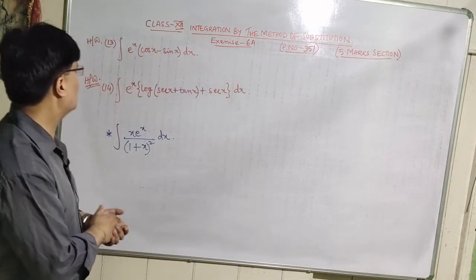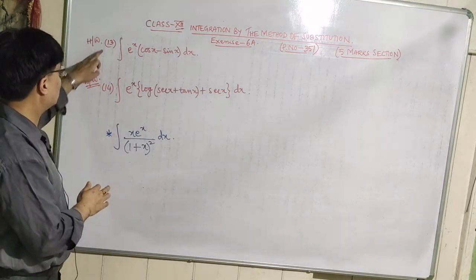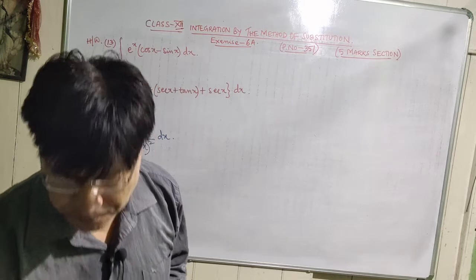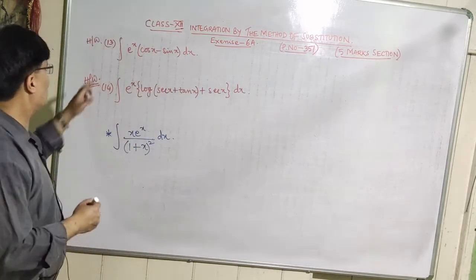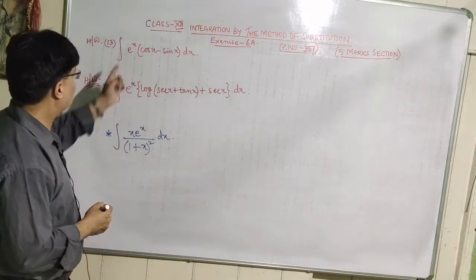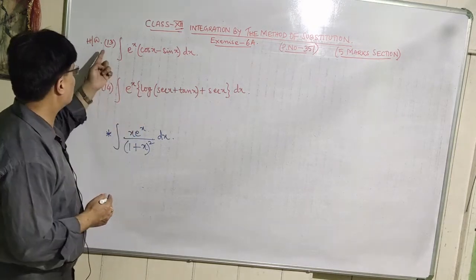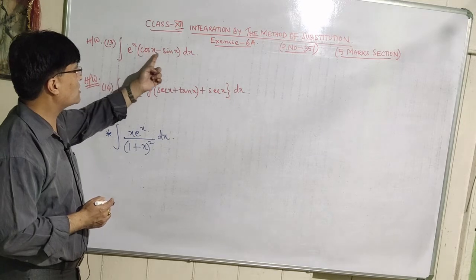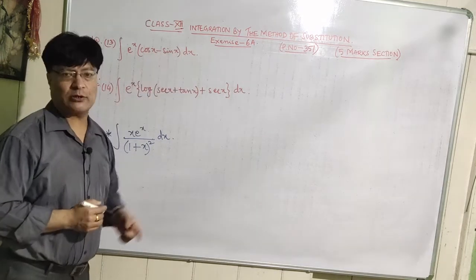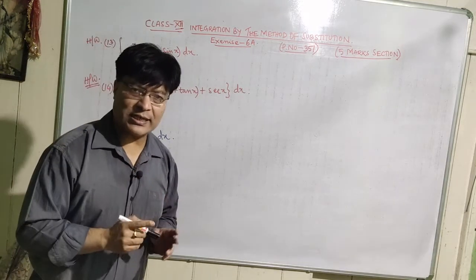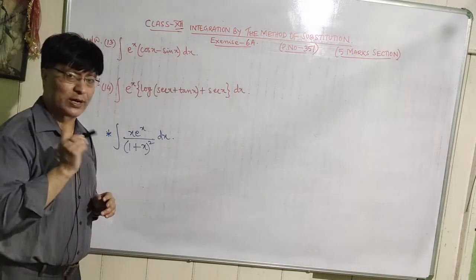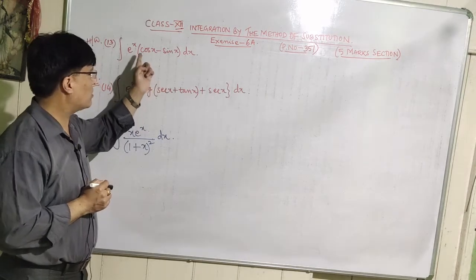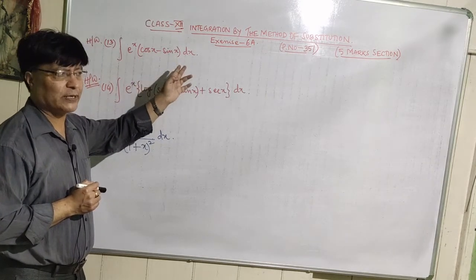Okay, so question number 13 and question number 14 will be homework. I'll give you the hint. For question number 13 we have done this type of problem. Question number 13 is the integral of e to the power x within bracket cos x minus sin x, dx. So in this case, how will you do the integration? I'll give you the hint. First you write I is equal to the integral of e to the power x within bracket cos x minus sin x, dx.